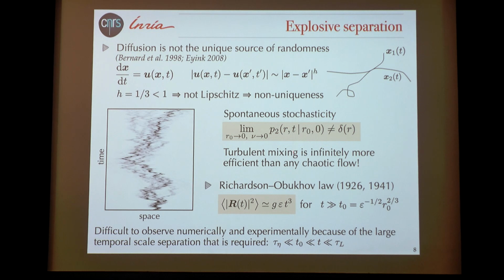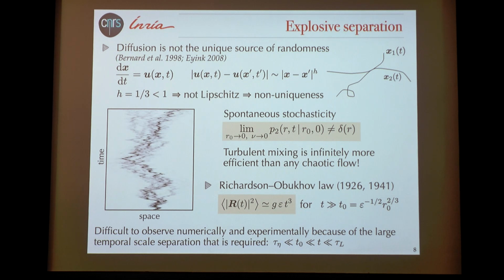And so what is spontaneous stochasticity? It corresponds to taking the limit when this regularization parameter is going to zero, and then the limit when the initial separation between the particles is going to zero, and then looking at the behavior of this transition probability. And what's happening is that this transition probability is not going to a delta function. So this is the probabilistic way to understand non-uniqueness. Uniqueness would be just that for a given R0, it should be vectorial this time, I will get a unique solution, a unique r at time t. Which would mean that my transition probability will go to a delta function.